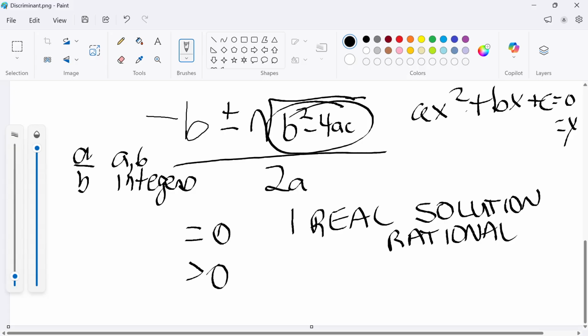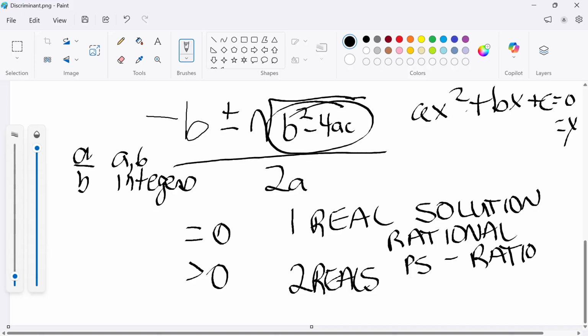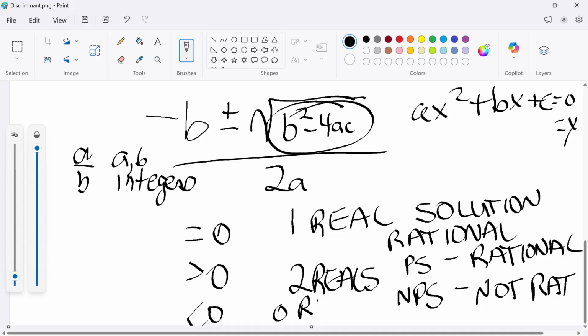If it's greater than 0, there's two real solutions. And if it's a perfect square, I'll just write PS, then they're rational. In other words, if it's 1 or 4 or 16 or 36 or 49 or 64, perfect squares, numbers that have a square root that's an integer, then it's rational. If it's not a perfect square, then it's not rational. And then if it's less than 0, there are no real solutions.